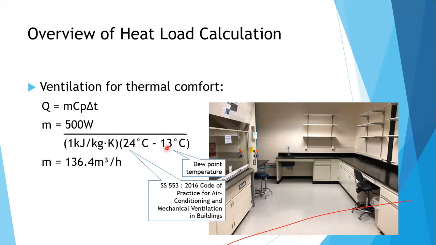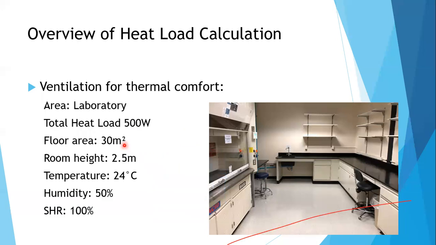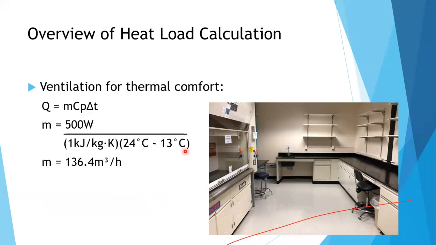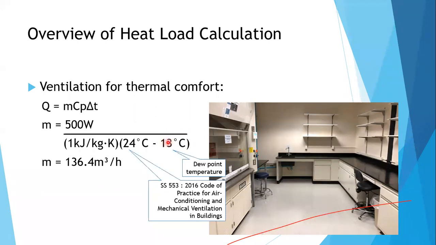Where did we get this? 13 is the dew point of 24 and 50. So if you have this 24 and 50 and you use your psychrometric calculator, the dew point or the saturation temperature of this condition is 13 degrees Celsius. So based on the saturation or the dew point temperature and the room condition, we are able to determine the amount of air needed for this laboratory.